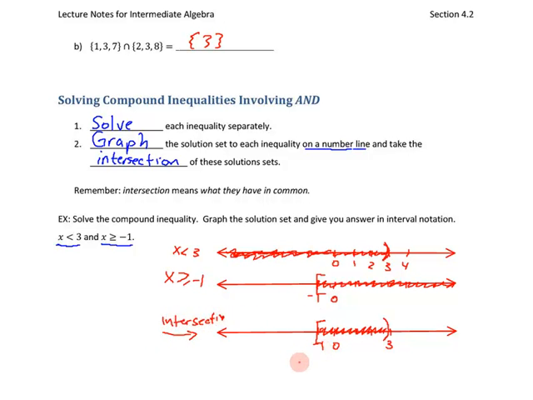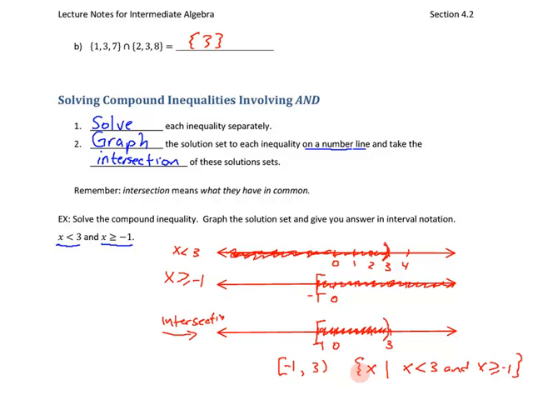would be this set right here, which I could write a couple different ways. One I could write by graphing it. The other I could put negative 1 bracket up to 3 parenthesis. Or I can do the set of all x such that x is less than 3 and x is greater than or equal to negative 1. And there you go.